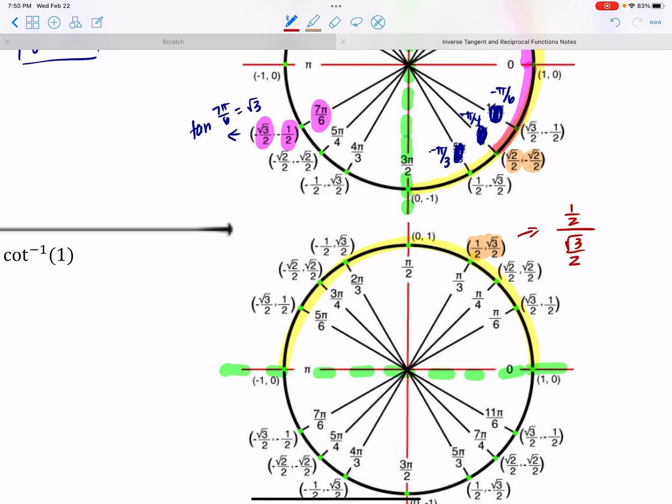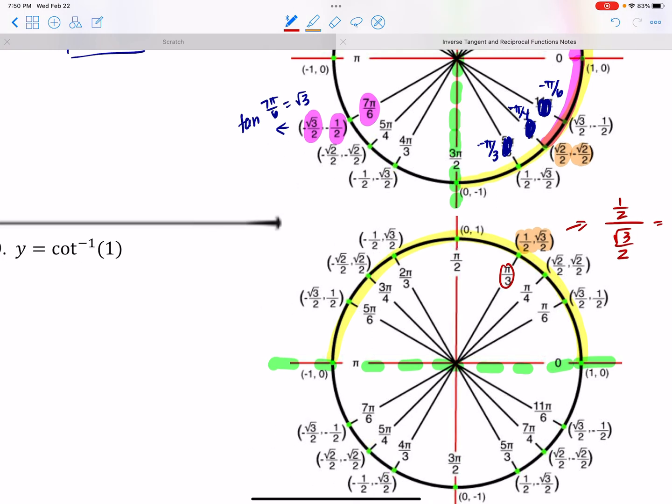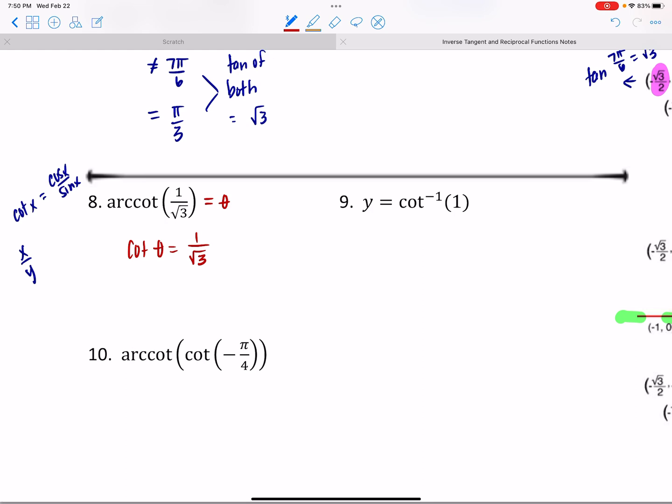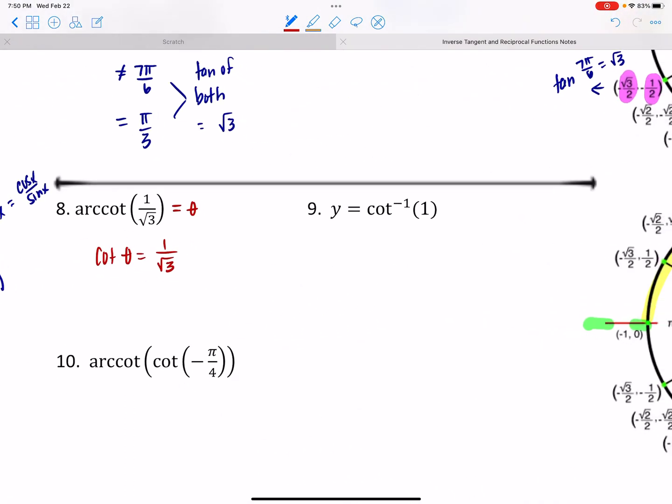There's my ratio for cotangent, and I end up with 1 over radical 3, positive. So this is the angle that I'm looking for, pi over 3. Sorry, I'm just scrolling, and I'm losing myself here.